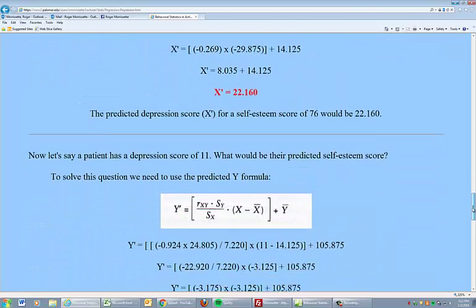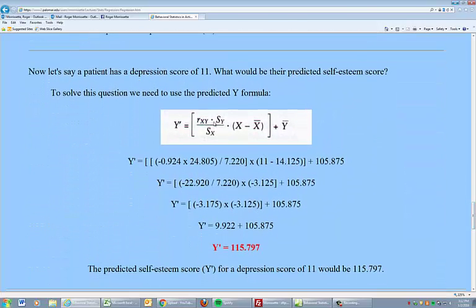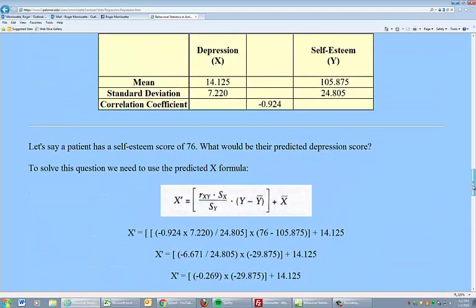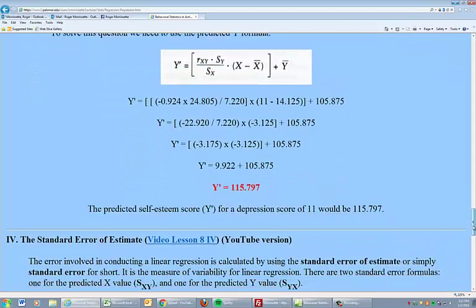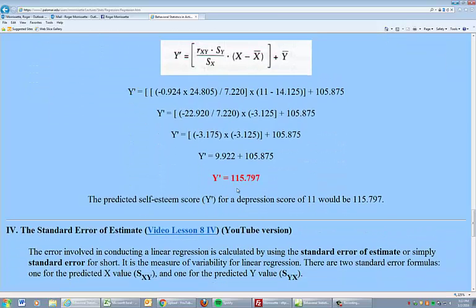Now let's say a patient has a depression score of 11. What would the predicted self-esteem score be? Well, now we have the depression score, or the X value, and we're looking for the Y, the self-esteem value, the Y prime. So just like before, we plug in all these variables right where they're supposed to go, and we solve for the problem, and we come up with a predicted Y score of 115.797. That's how you solve these two problems.